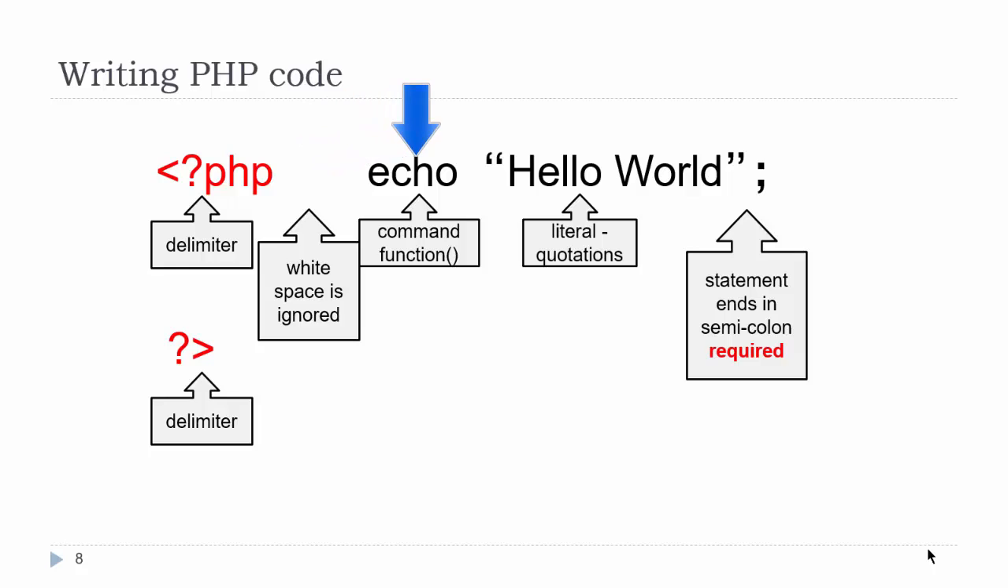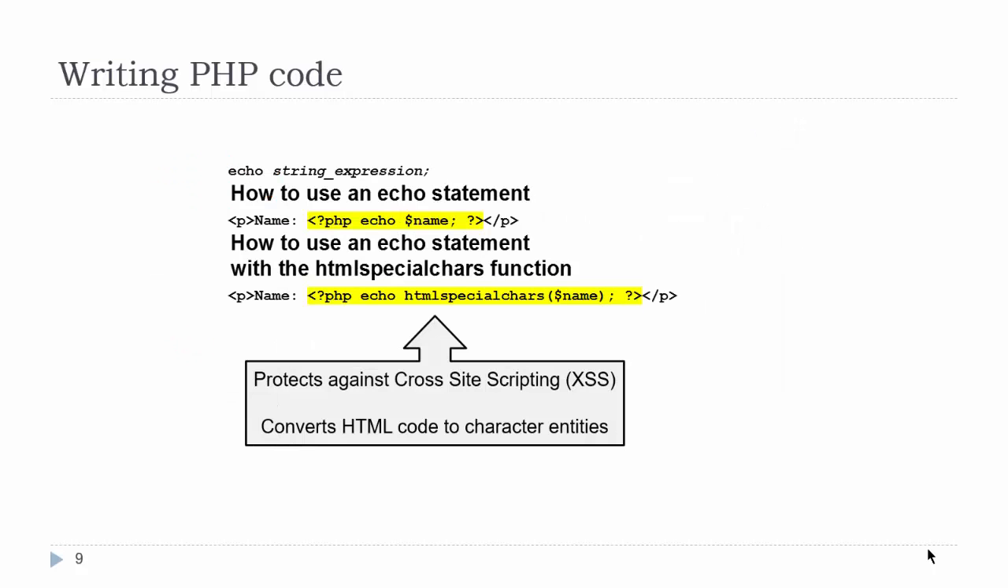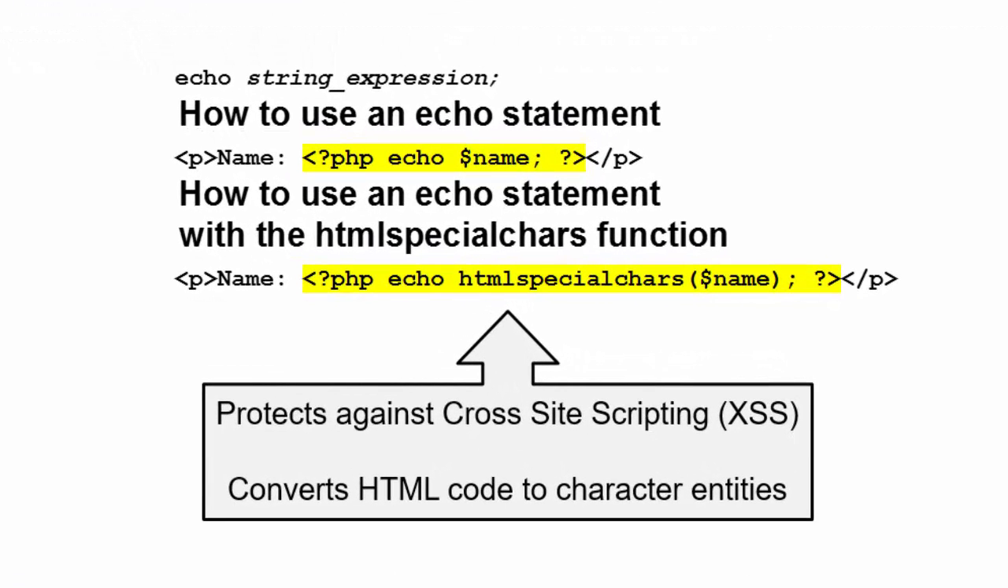Now we have this echo command or function and a literal. This is our proverbial hello world application. PHP statements end in a semicolon, and this is required or you will receive an error message. So this is an example of how we might place some PHP inside an HTML element. Unlike languages such as JavaScript, where it is not recommended to embed code inside the document, with PHP you do, because it is interpreted and processed and converted into pure HTML.